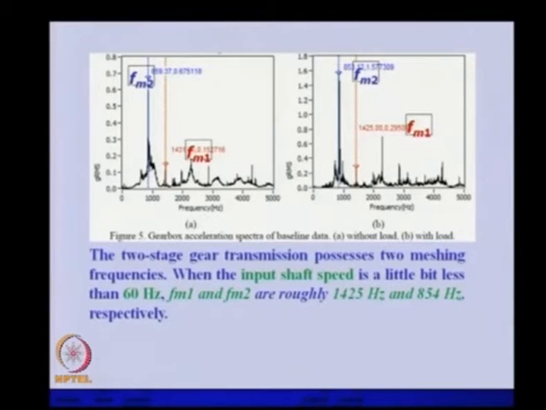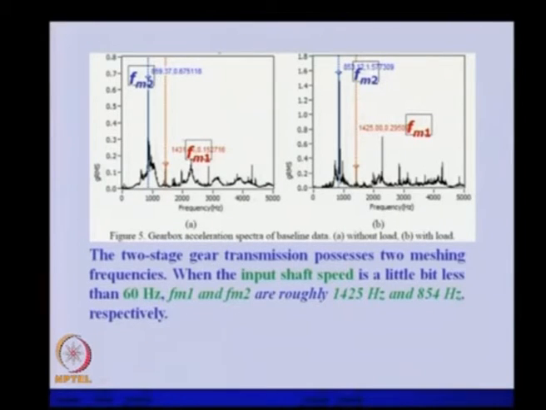So, this is a typical signal. This is the gearbox acceleration spectra of baseline data. First is without load and the second one is with load. As pointed out earlier, whatever dynamics is going on at the gear will reflect at the bearing location, because the bearing is mounted on the gearbox. So, we can take the signal from there and that will reflect the dynamics of the gear.